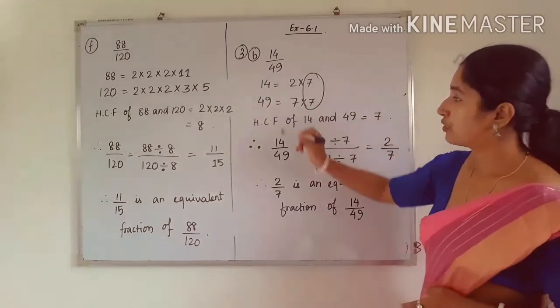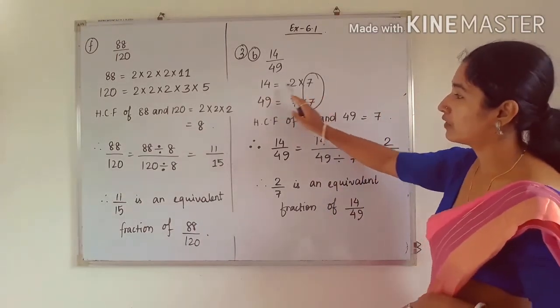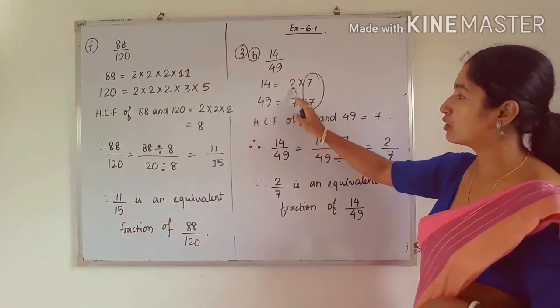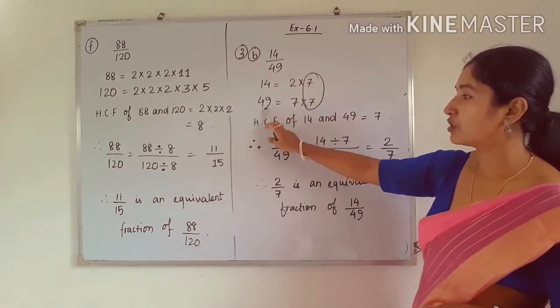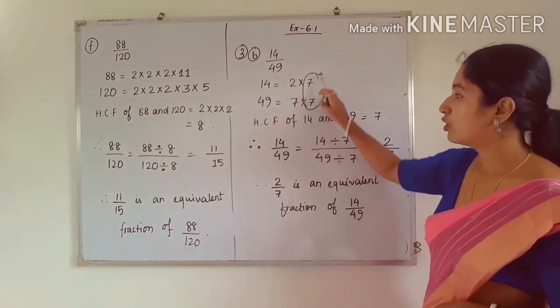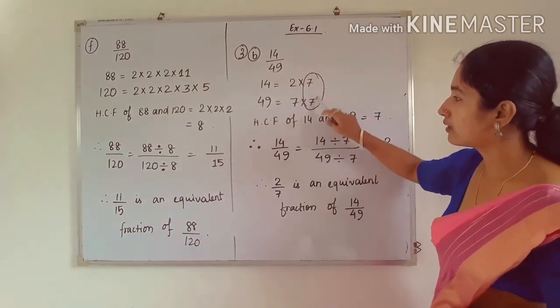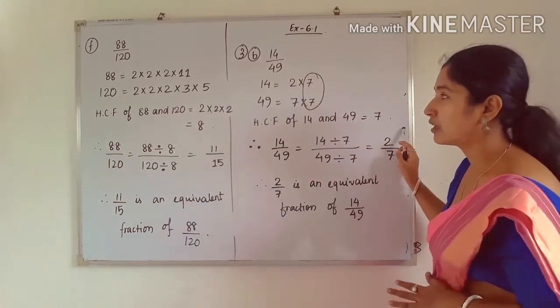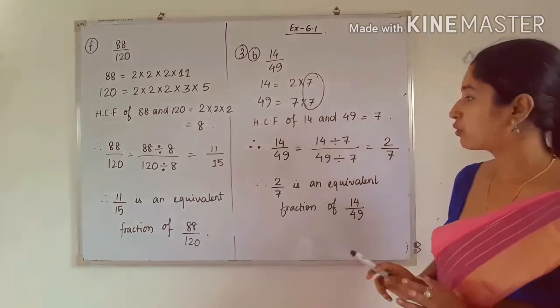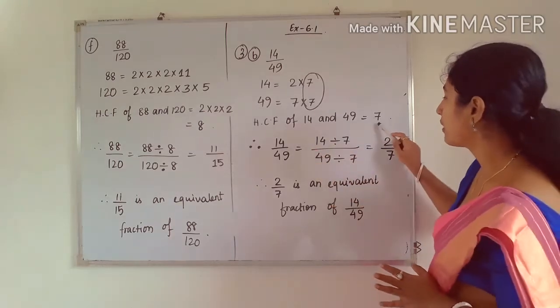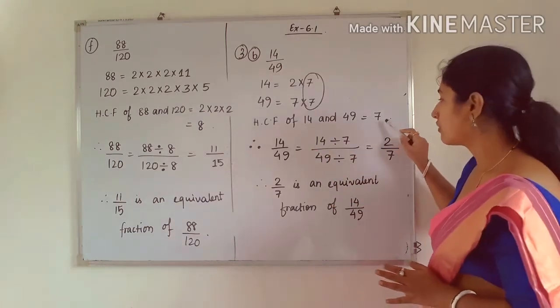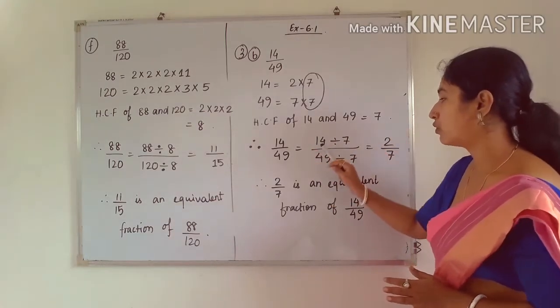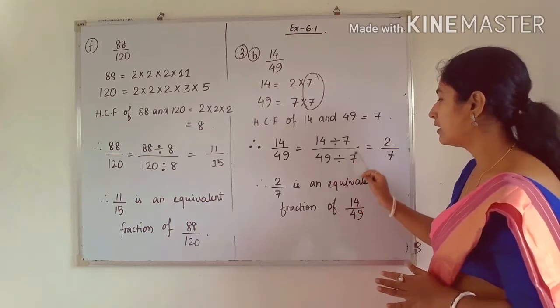So 14. The prime factorization of 14 is 2 into 7. And the prime factorization of 49 is 7 into 7. So only one common factor here, that is 7. Therefore the HCF of 14 and 49 is 7. Now what do we have to do? We have to divide the numerator and denominator by that common factor. So 7 is the common factor, so we have to divide the numerator and denominator by 7.